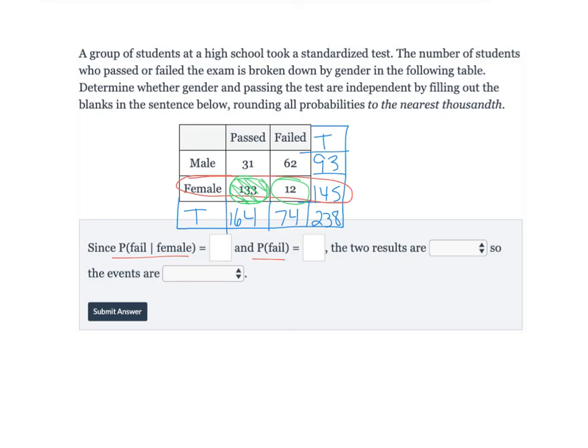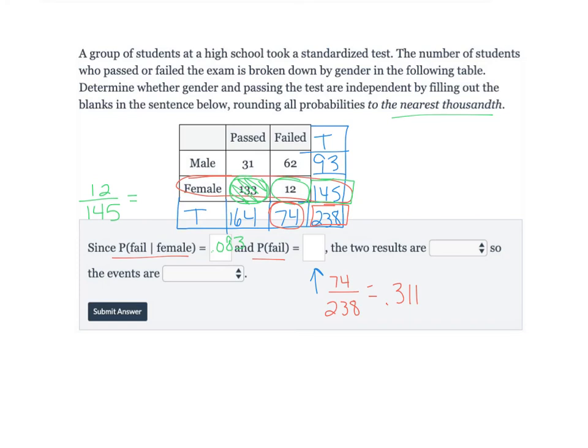12 out of 145. So we have 12 out of 145, which to the nearest thousandth equals 0.083. The probability that someone fails, just out of everyone, so my total fail number is here out of the overall total, so that's 74 out of 238, which is 0.311 if we were going to find that as the final answer.